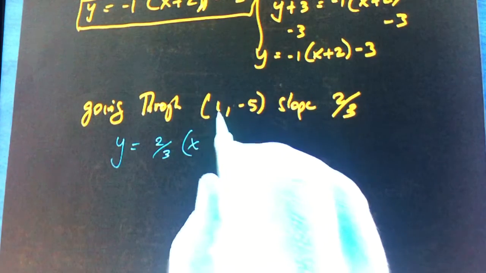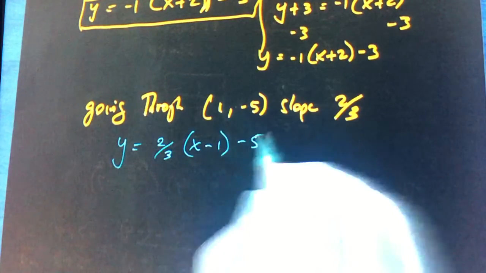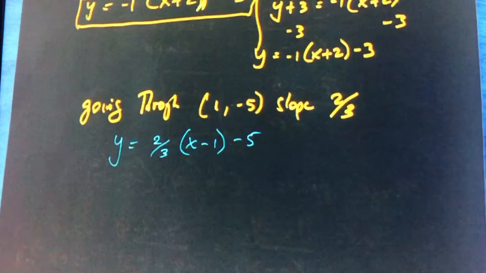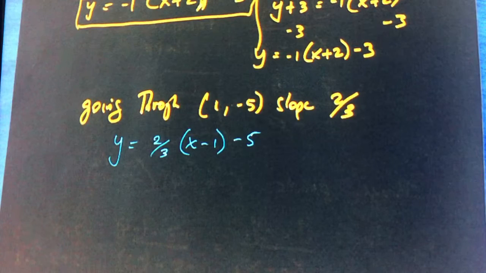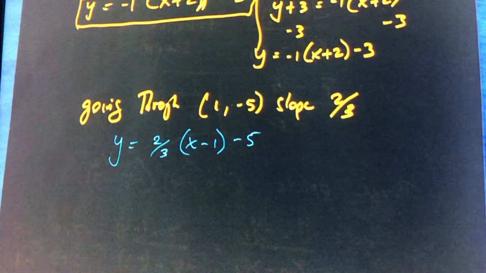Now, this sign is going to change. That is a positive one. It's going to be -1. And this is not going to change, -5, and we're done. That's it. That's how quick this can get if you learn to master it. It can be done very quickly.